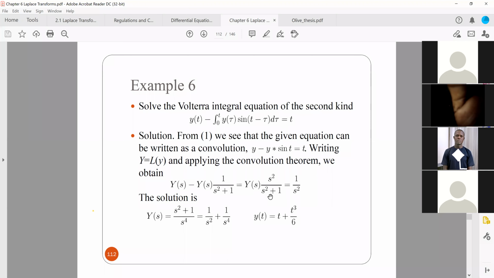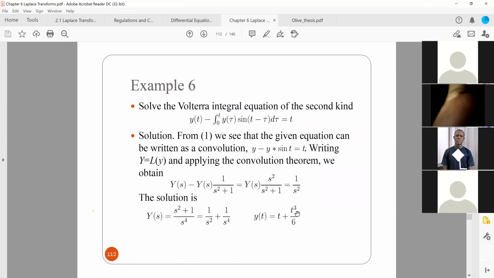So when we collect, as in we take out the Y(s) and sum these two, which is 1 minus 1 over s squared, we'll end up with this. And then equate it to 1 over s squared. Then we can easily solve it, and we end up with this. And then we can now get the inverse Laplace transform, where 1 over s squared is t, and 1 over s to the power 4 is t to the power 3 divided by 6.